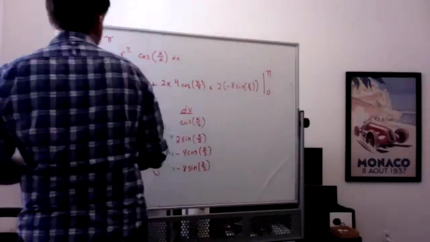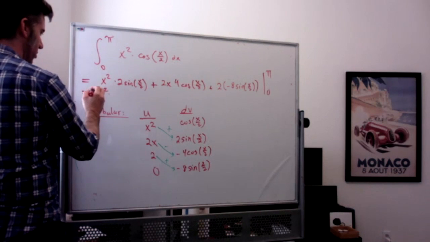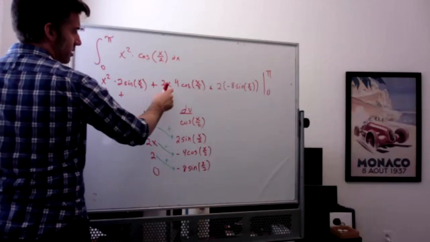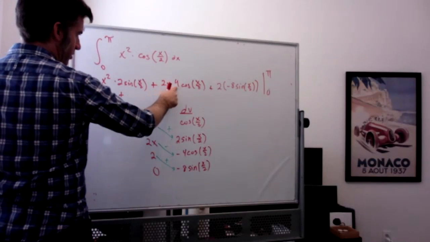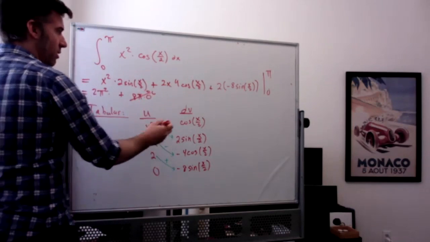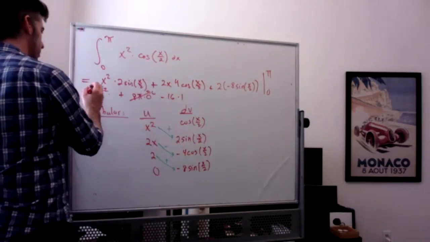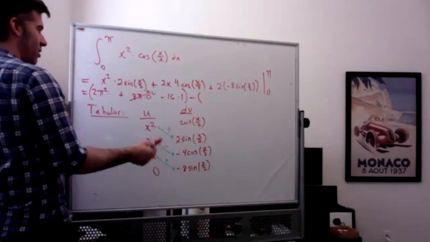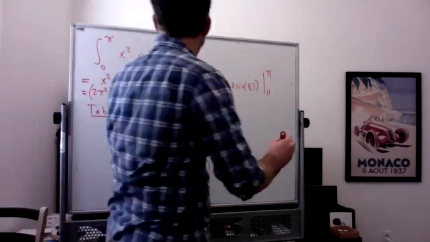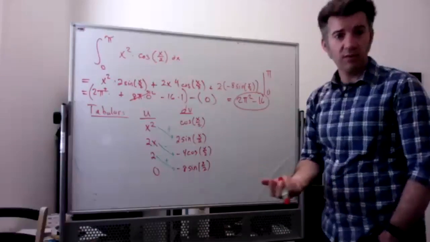So then we plug in pi, and we get pi squared times 2 times sine of pi over 2, which is 1, plus 2 times pi times 4, so that's 8 pi, times cosine of pi over 2, which is 0, and then minus 16 times sine of pi over 2, which is 1, minus, then we plug in 0, you get 0 plus sine of 0 is 0. So our answer ends up being 2 pi squared minus 16. Interesting.